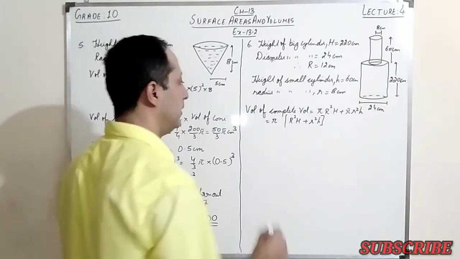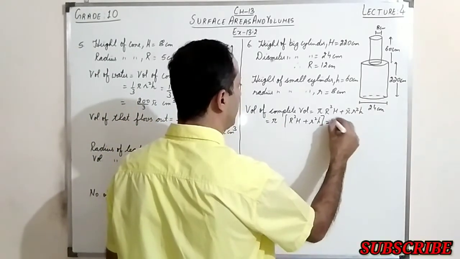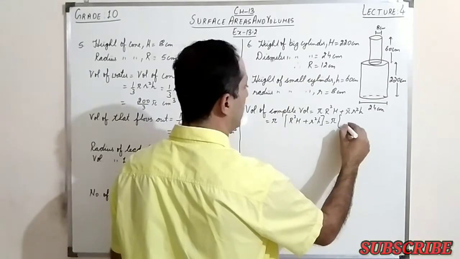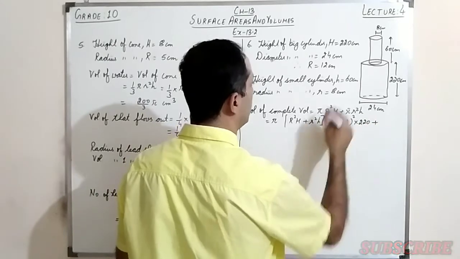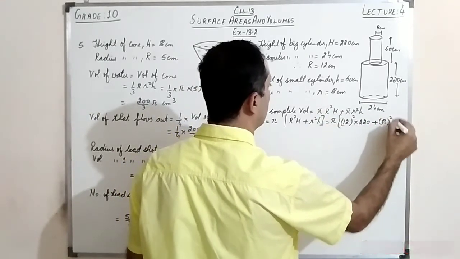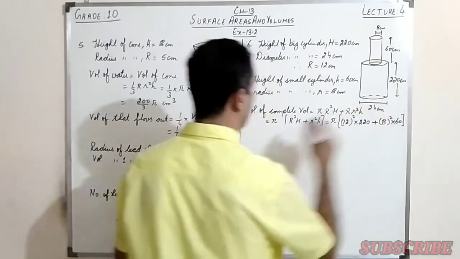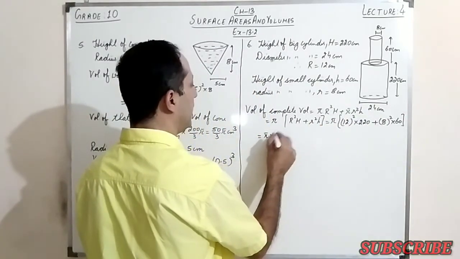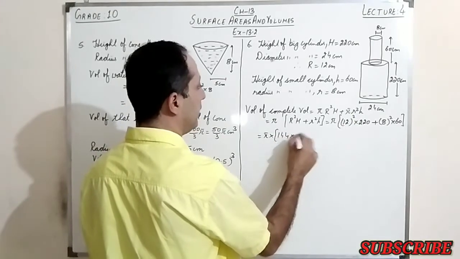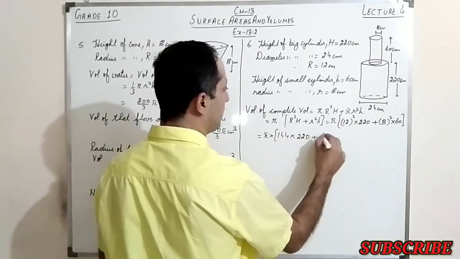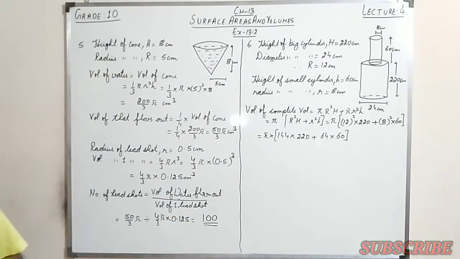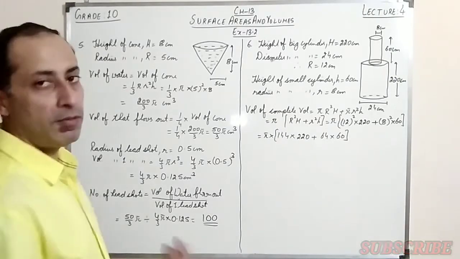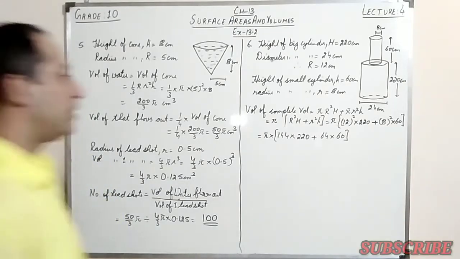So substitute the values here now. So this is pi. The capital R is 12. 12 square multiplied by 220 plus small r is 8. 8 square multiplied by 60. So this is pi multiplied by 144 into 220 plus 64 into 60. So now what we have, in the question they have told we have to take pi as 3.14, so we can take it in the end, let's multiply this thing first.